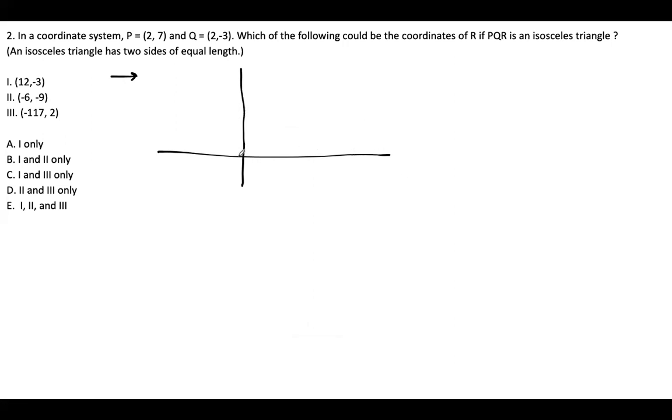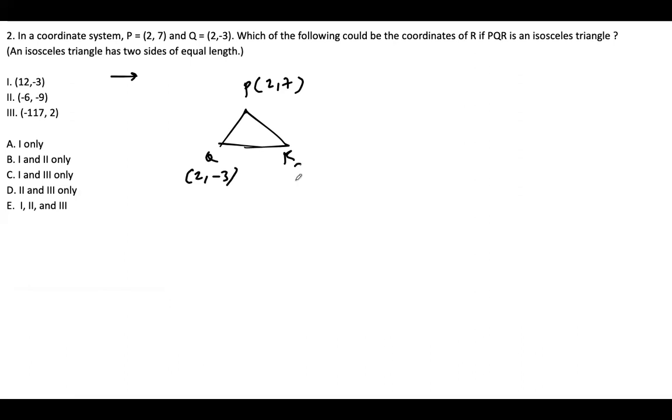In a coordinate system, P equal to (2, 7) and Q equal to (2, -3). Which of the following could be the coordinates of R if PQR is an isosceles triangle? I'll not be using the figure. Let's say P, Q, R. I do not know where the exact coordinates are. P is 2,7. Q is 2,-3. The coordinates of R we do not know. The question is asking which of the following could be the coordinates of R if PQR is an isosceles triangle.